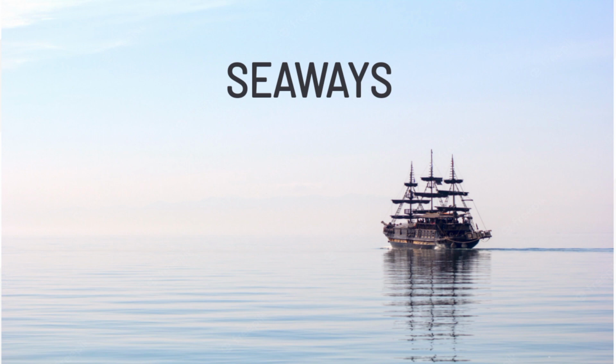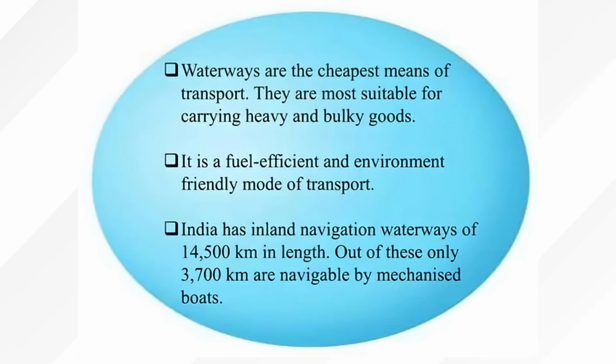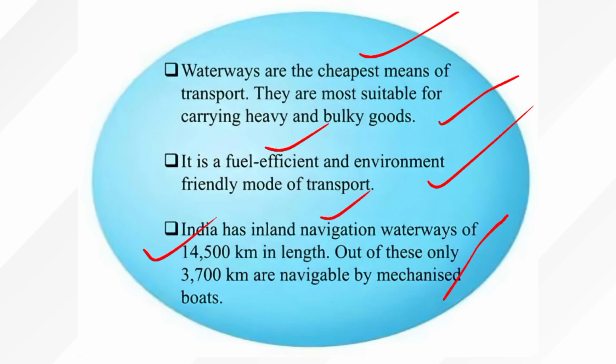Coming up next is the waterways or the seaways. The waterways are the cheapest mode of transport, very important in transporting bulk materials, heavy material, bulky goods. It is very fuel efficient, not charging much, eco-friendly mode of transport. India has inland navigation waterways of 14,500 kilometers in length. Out of these, only 3,700 are navigable by mechanized boats. There is still lot of capacity. We need technology, we need vehicles, we need wagons to make them move and make it into operation.